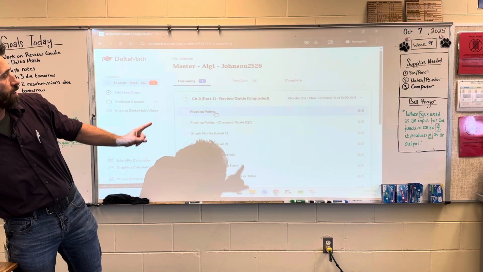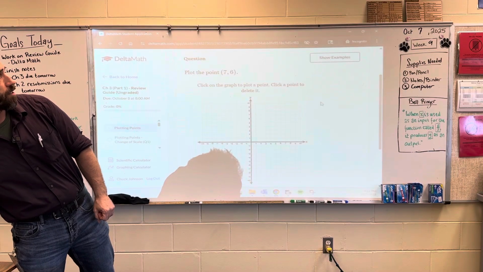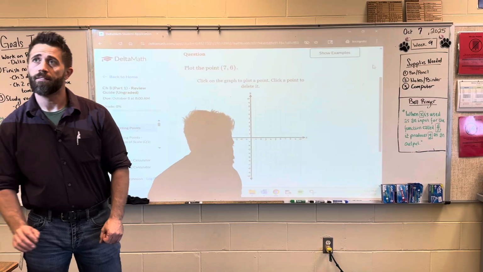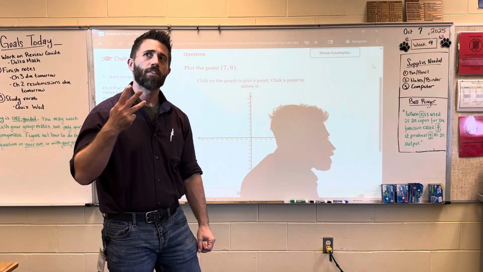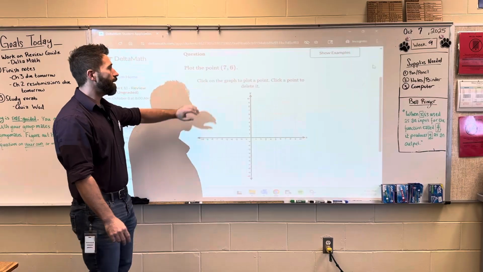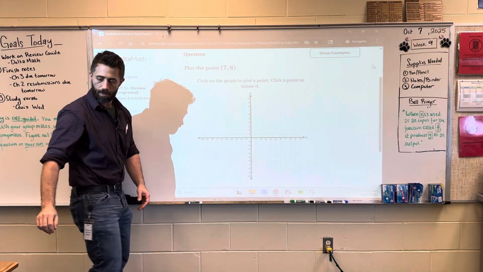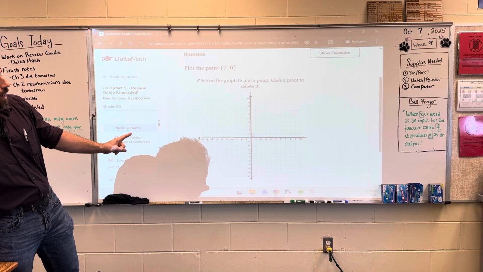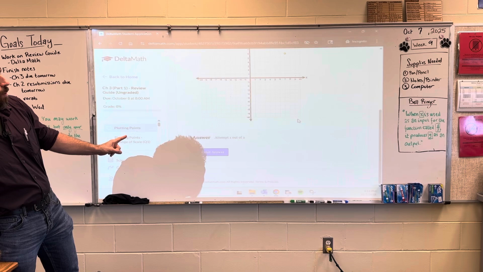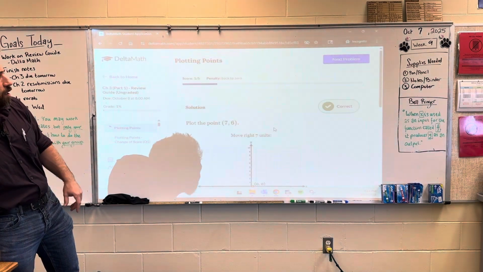So I'm going to go ahead and get started with plotting points. Scroll down here in just a minute. And we're going to get started in 5, 4, 3, 2, 1. Let's go. So plotting the points, this is basically just recognizing, do we know left and right, up and down? So for this point, I need to go right 7 and then up 6. And then I just pop that point, submit my answer. Boom. That's all that we're doing on these.